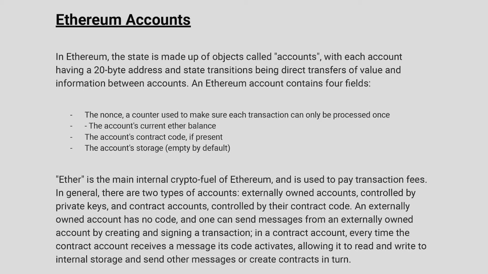In general, there are 2 types of accounts: externally owned accounts, controlled by private keys, and contract accounts, controlled by their contract code. An externally owned account has no code, and one can send messages from an externally owned account by creating and signing a transaction. In a contract account, every time the contract account receives a message, its code activates, allowing it to read and write to internal storage and send other messages or create contracts in turn.